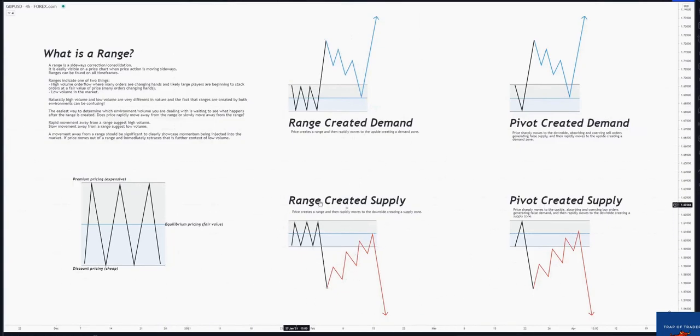The same can be said for range created supply. We see that sideways range, we see price expand out of that range to the downside, and then we see price return back into that range and then continue.